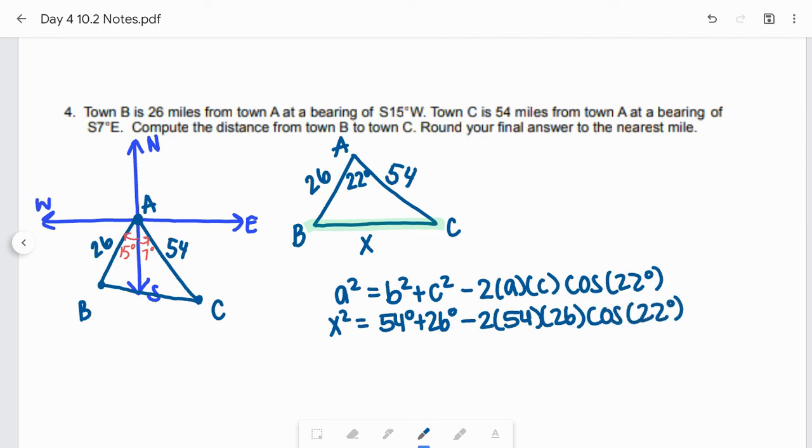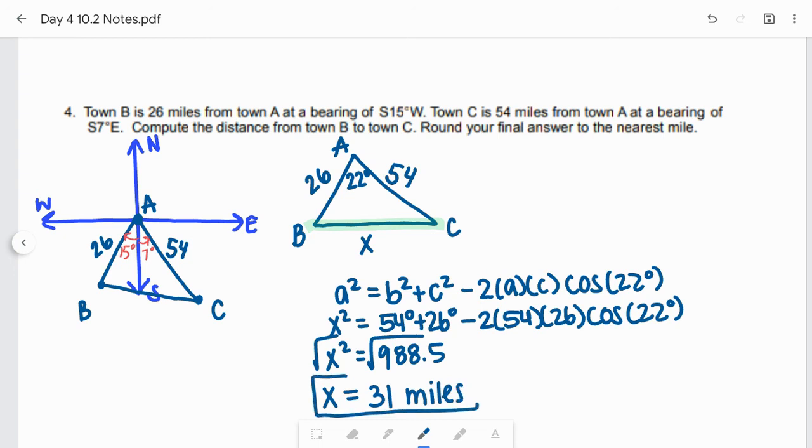Okay, and since our variable is all by itself, we can go ahead and type all of that into our calculator, and we find that x squared is about 988.5 miles. And if we take the square root of that, we then find that x is about, rounding to the nearest mile, 31 miles. So the distance from town B to town C is about 31 miles apart.